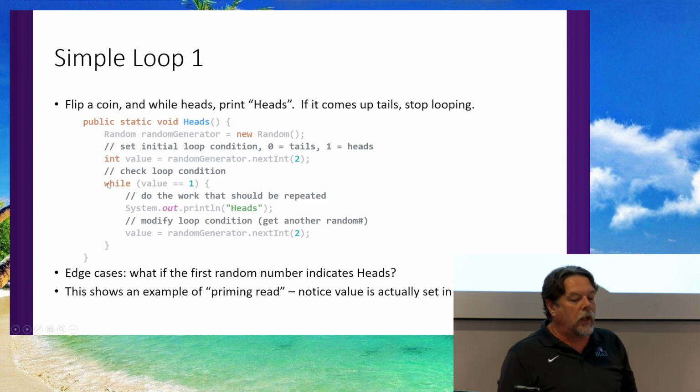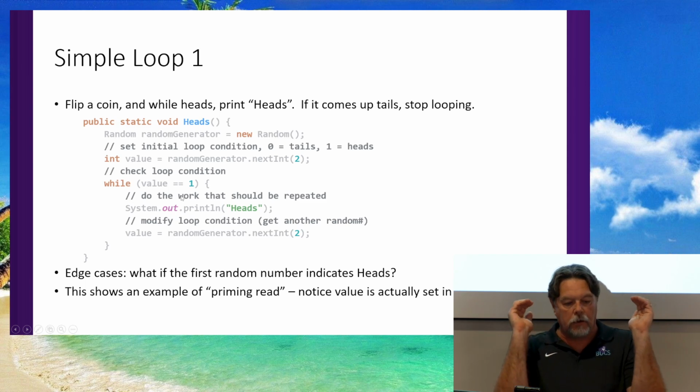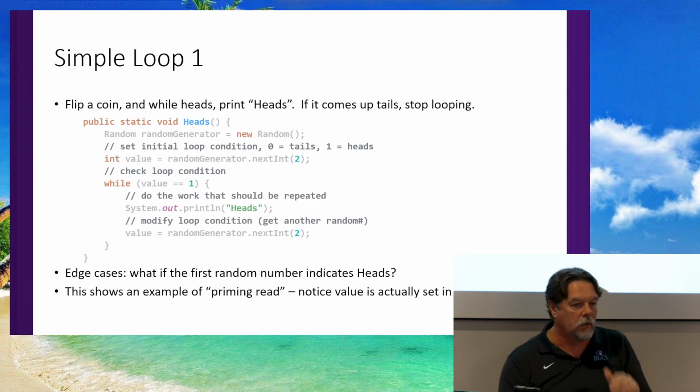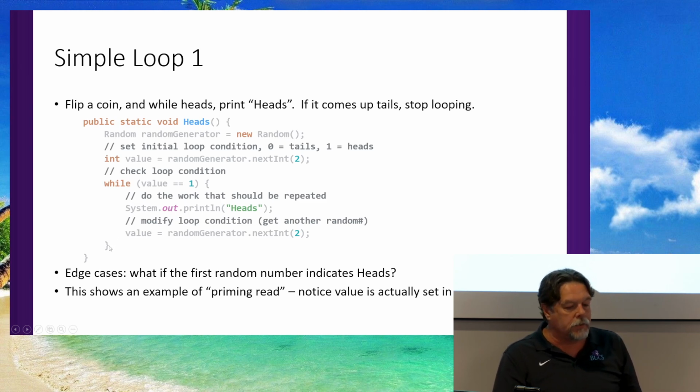So this is what that loop would look like. While, you always have to put your condition in parentheses in Java, and then the work that needs to be done always goes in curly braces. You remember in Python it was all indentation based, but in Java it's curly braces. So this print is representing the work that needs to be done.